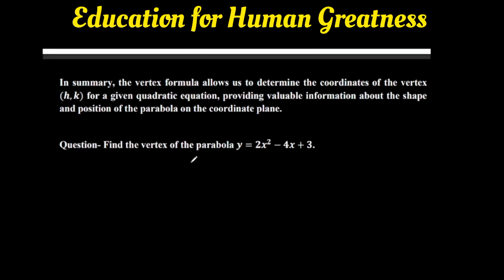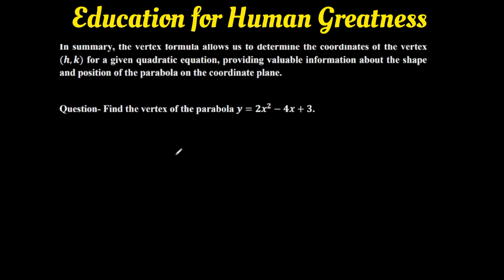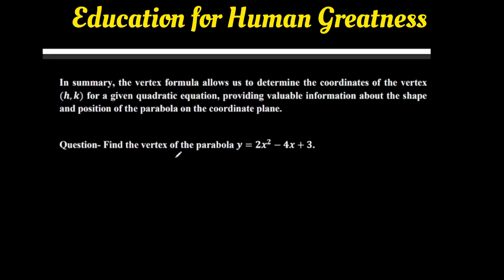Let us summarize our concept of the vertex of a parabola. In summary, the vertex formula allows us to determine the coordinates of the vertex (h, k) for a given quadratic equation, providing valuable information about the shape and position of the parabola.